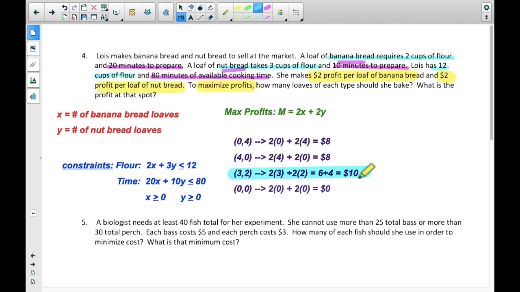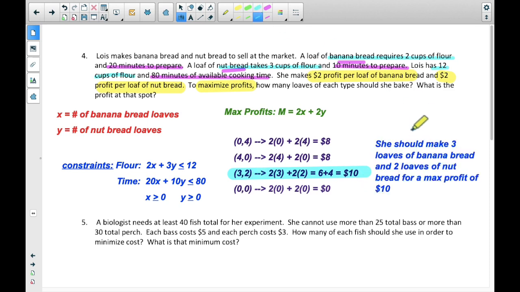And so she should make 3 loaves of banana bread and 2 loaves of nut bread for a max profit of $10. And that is your final answer. You just had to do all those steps to get there.